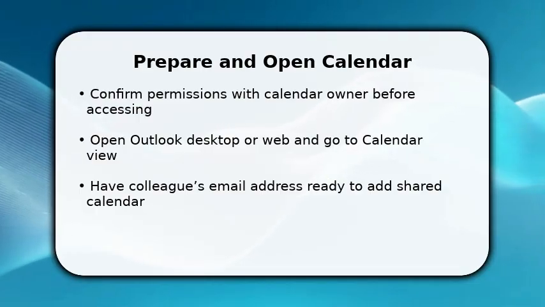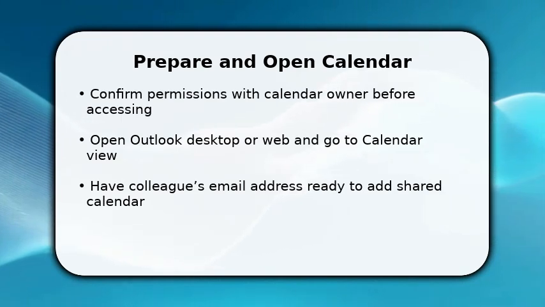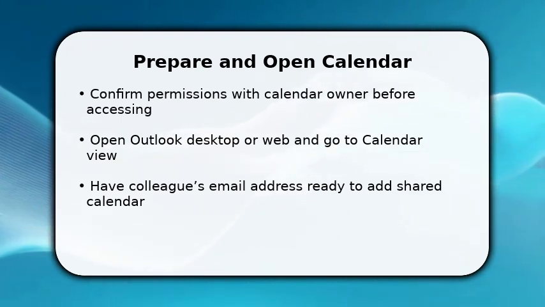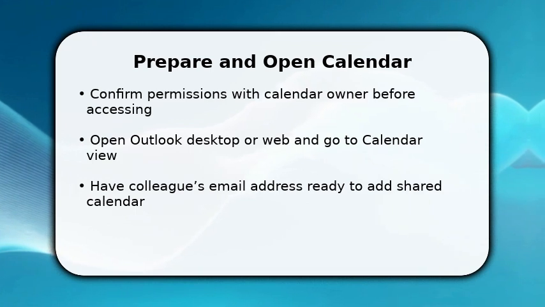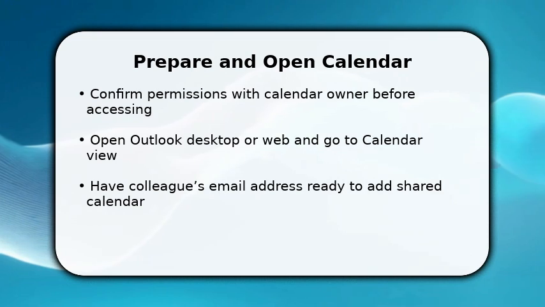You start by confirming that you have permission. Ask the calendar owner to share and grant at least can view all details. Next, open Outlook, desktop or web, and switch to calendar view so you're in the right workspace.